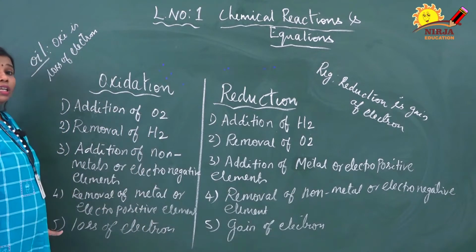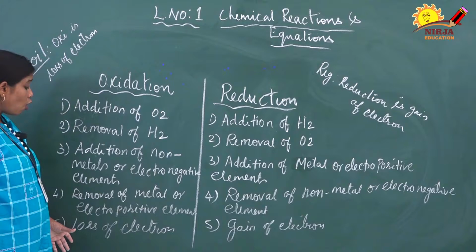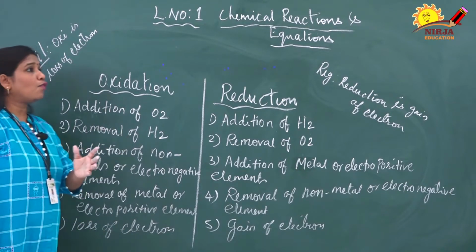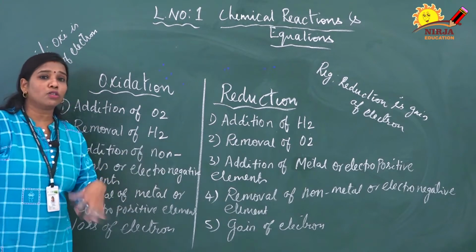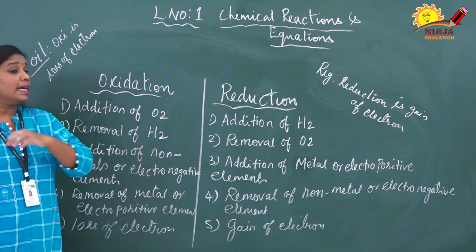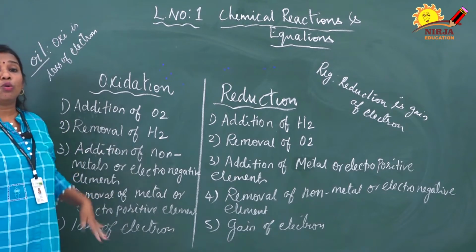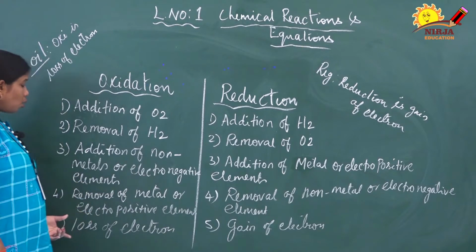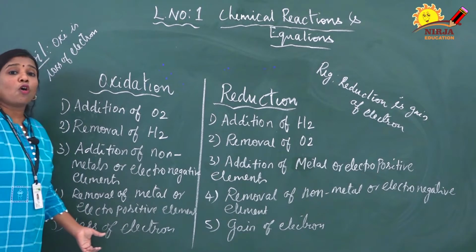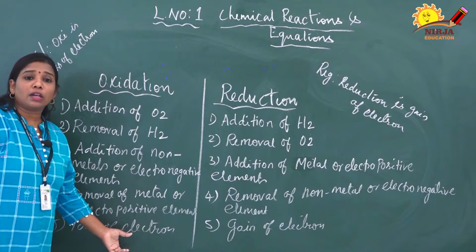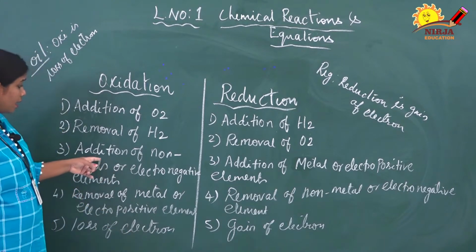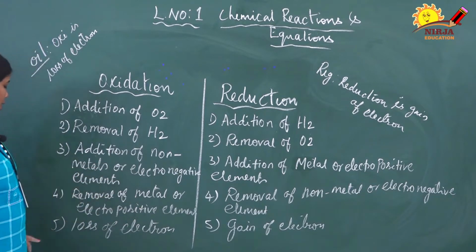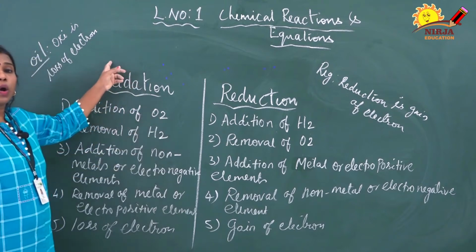During the oxidation process, loss of electrons happens. You may think only of removal of oxygen, removal of hydrogen, adding of oxygen or adding of hydrogen, but not only that: the loss or gain of electrons also happens in oxidation and reduction reactions. In oxidation, loss of valence electrons happens, as I already told, through addition of non-metals or removal of metal.